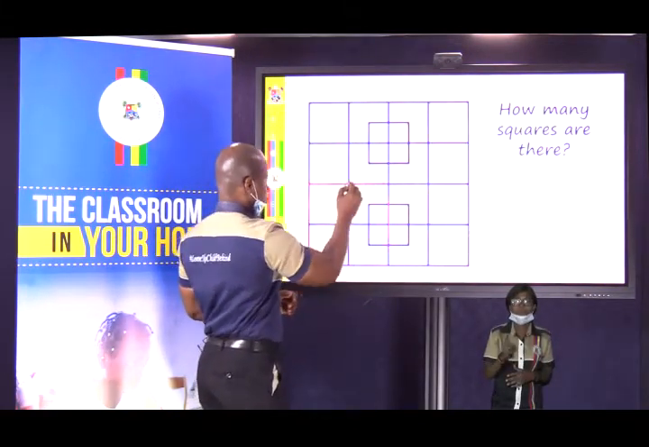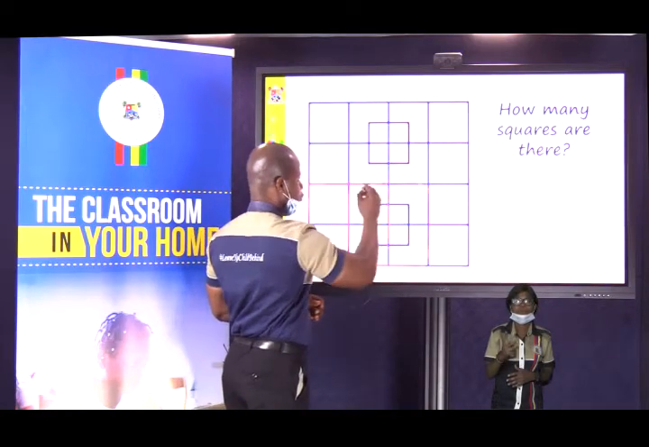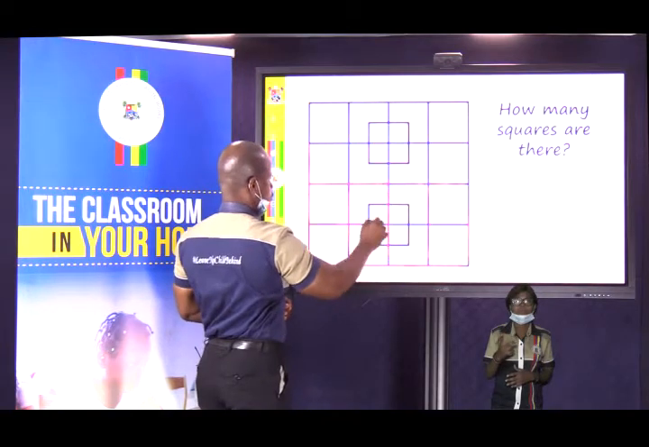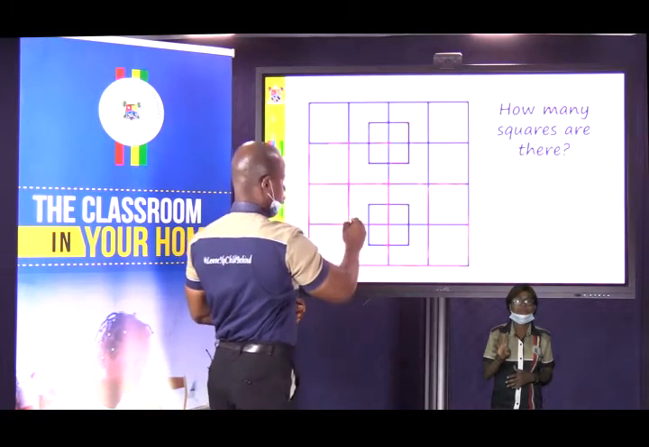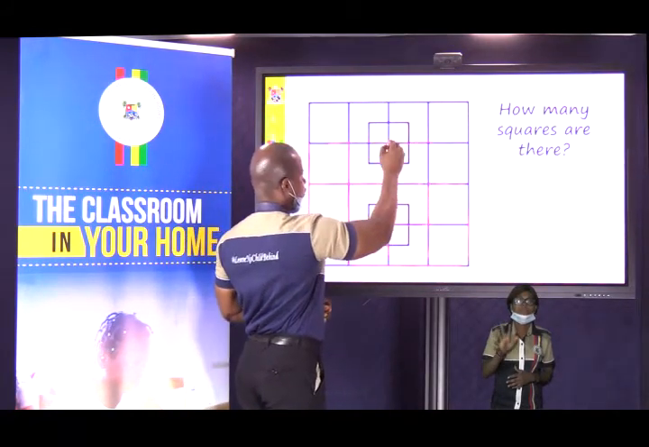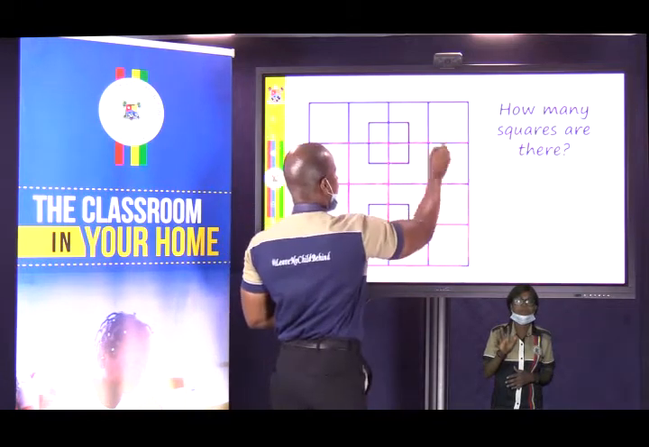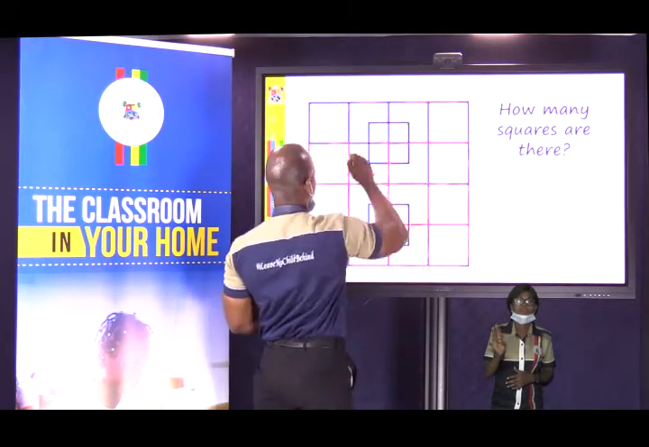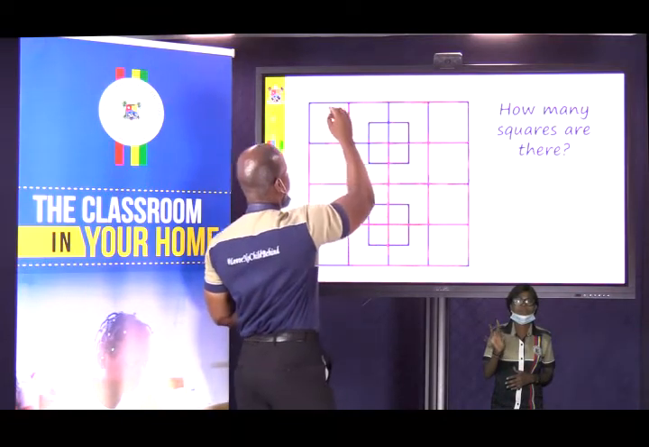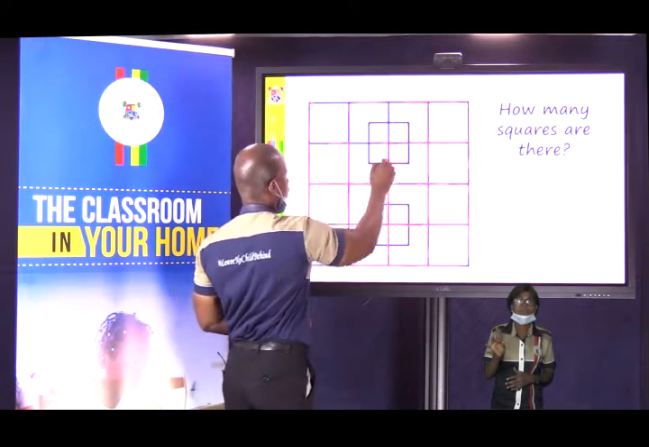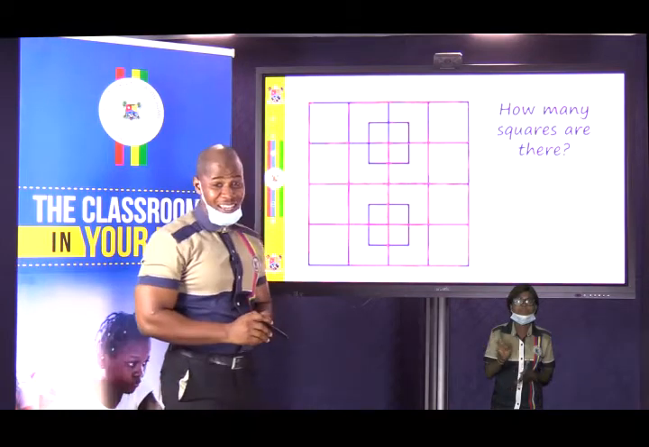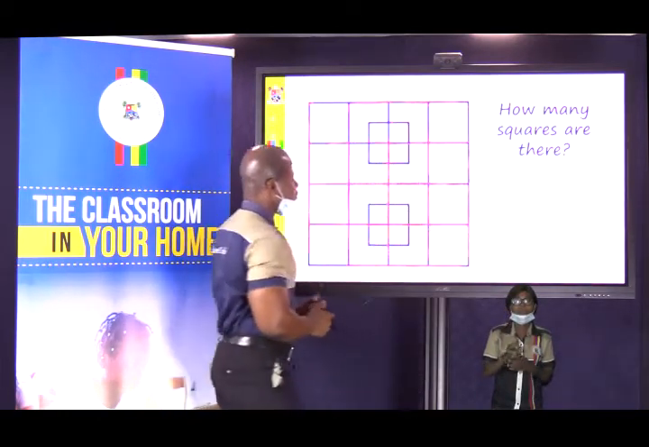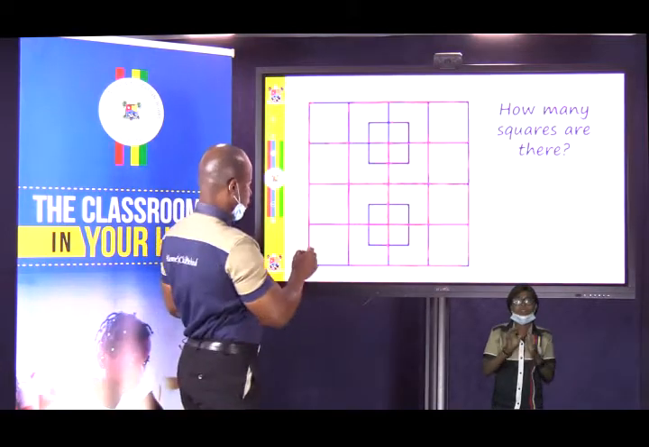1, 2, 3, 4, 5, 6, 7, 8, 9. That will be 9 2 by 2 squares. So let me add that plus 9. And then if we count all the 3 by 3 squares, let's go.